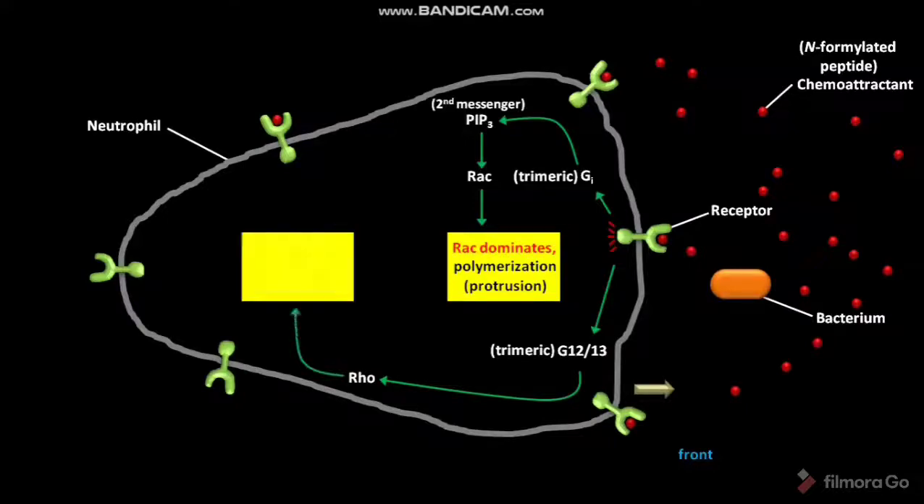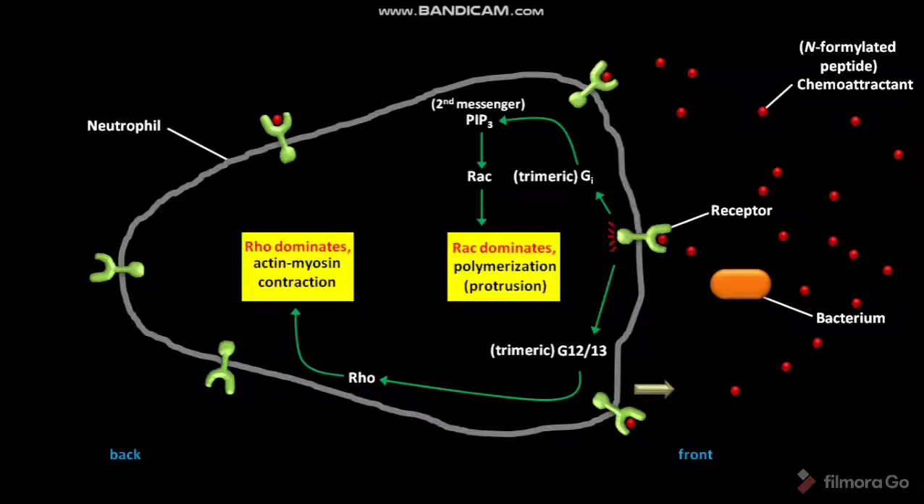As a result, the Rho dominates at the back of the neutrophil. Due to this Rho protein domination, actin-myosin contraction occurs at the back of the neutrophil. This actin-myosin contraction causes a cellular contraction at the back of the neutrophil.